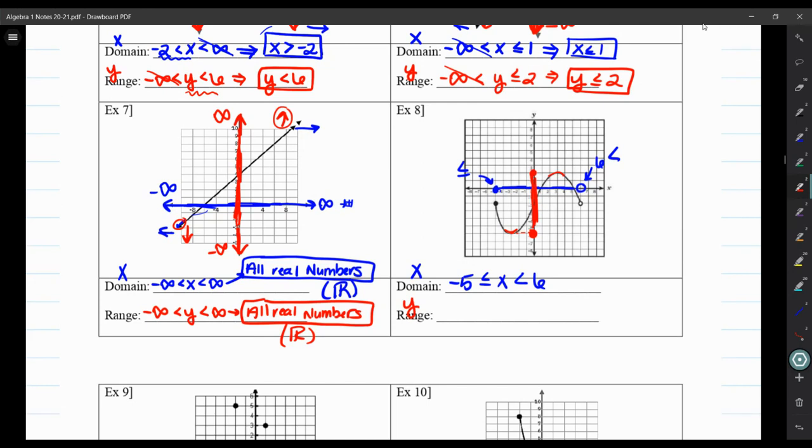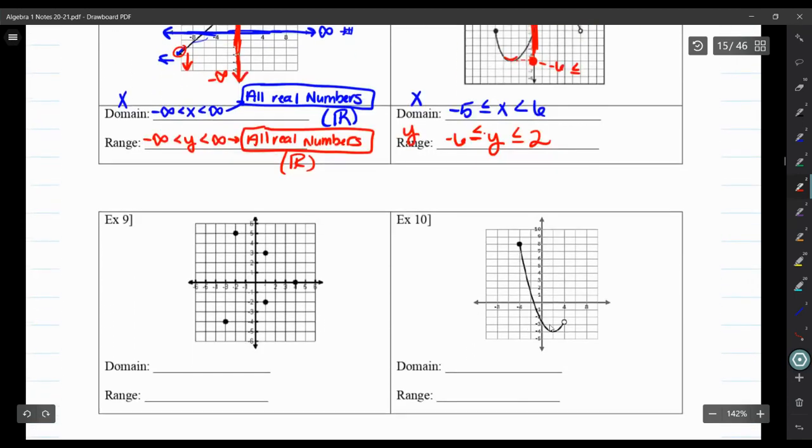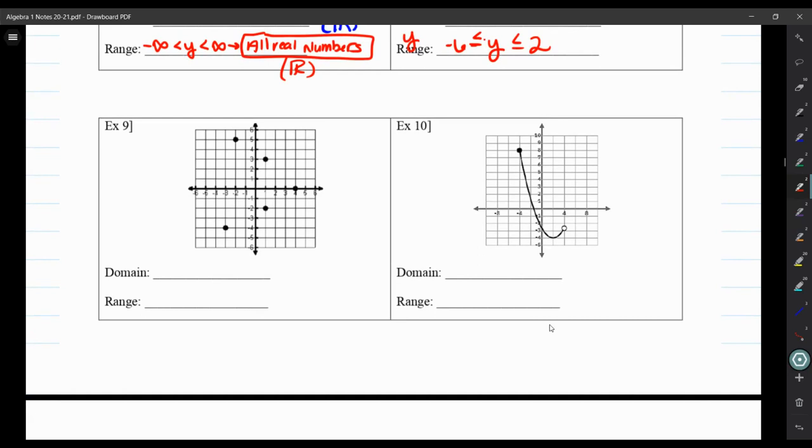So if we look at this, this will be negative 6, and it's a solid, so it's equal to, less than or equal to, and then a y because we're talking about range. And then my highest value is at 2, and it's also solid. And so there's the range. So my x values can be anywhere between negative 5 and 6, and my y values can be between negative 6 and 2. So use what we've learned, try example 9 and 10 on your own, and I will give you the solutions to those. So pause the video, try these two out on your own. Check your solutions and see how you did.